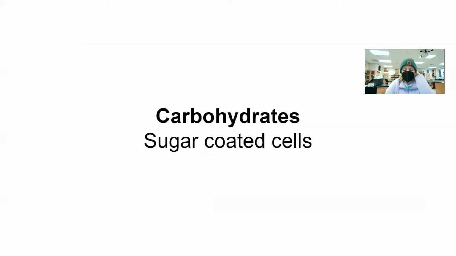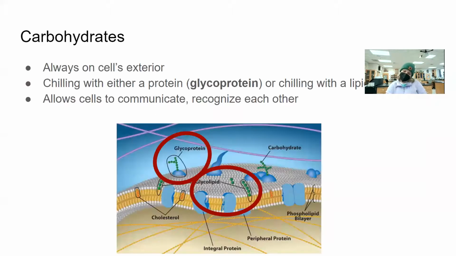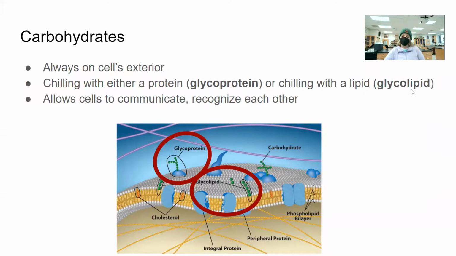Okay. So then the last component is carbohydrates. So these are sugar-coated cells. Carbohydrates are always on the exterior of the cell. And so they're either hanging out with a protein, and so then we give them the name of glycoprotein, or they're hanging out with a lipid, so then we give them the name of glycolipid. And what the carbohydrates do is allow communication between the cells and allow them to recognize each other or recognize invaders.